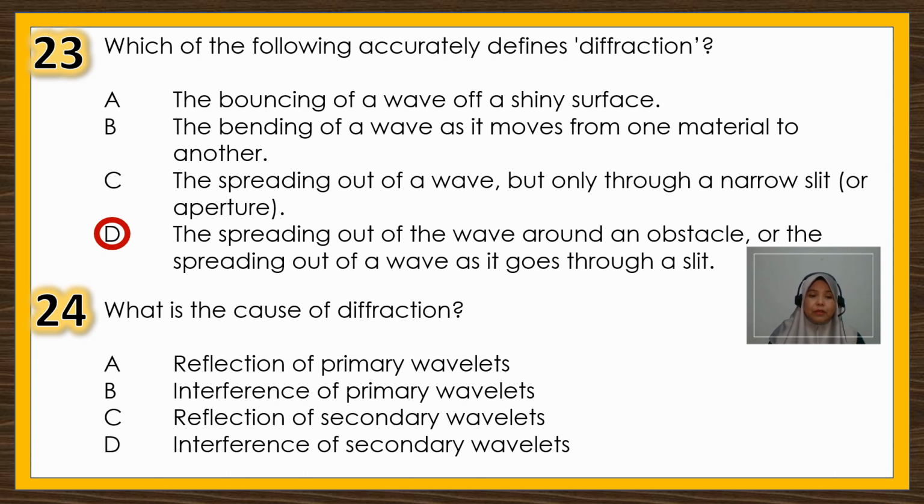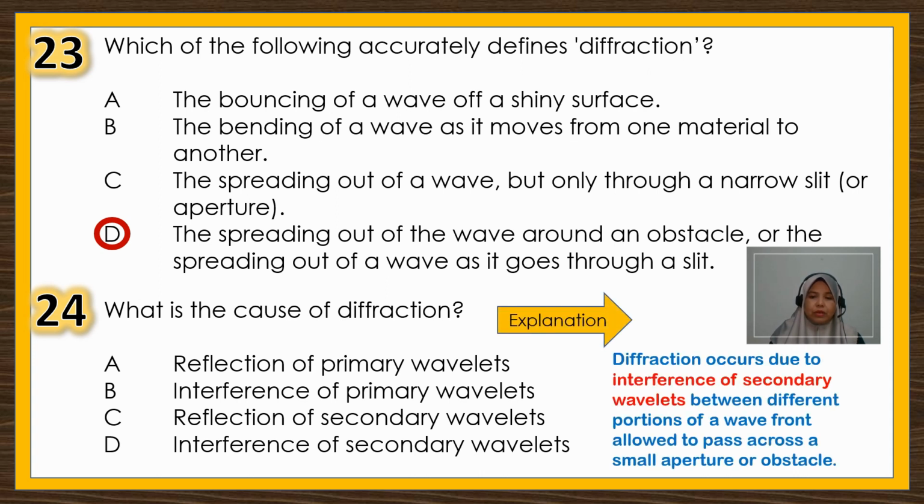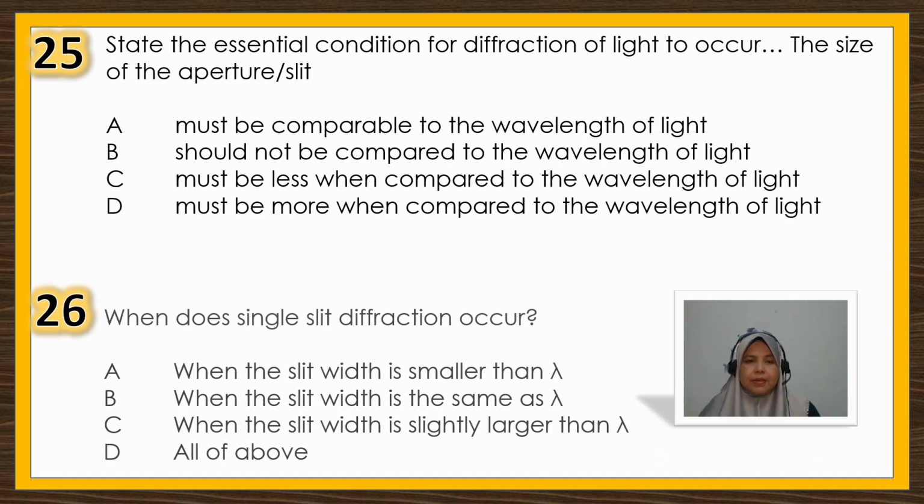For question number 24, what is the cause of diffraction? Referring to the explanation, diffraction occurs due to the interference of secondary wavelets. So the answer is D. State the essential condition for diffraction of light to occur. The size of the aperture or slit must be less when compared to the wavelength of light.